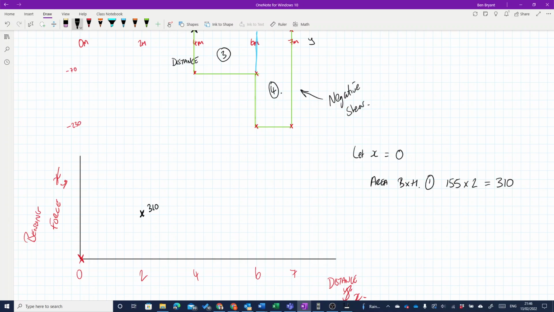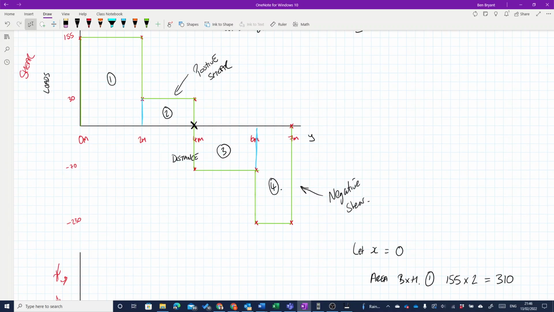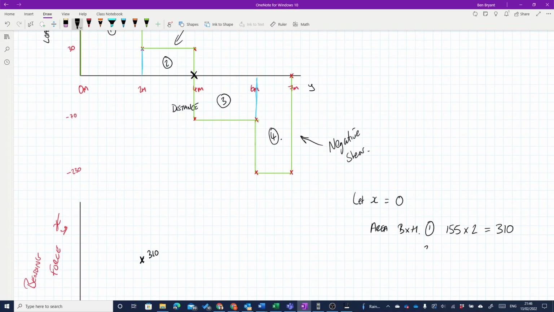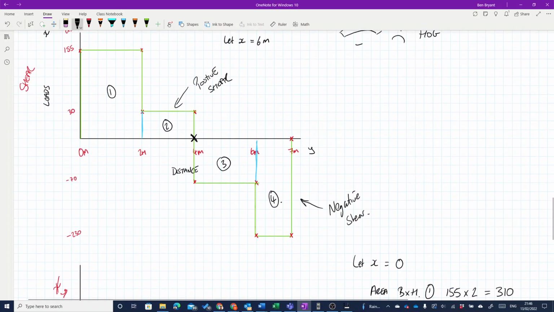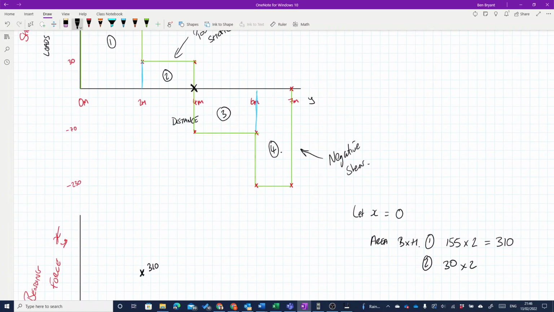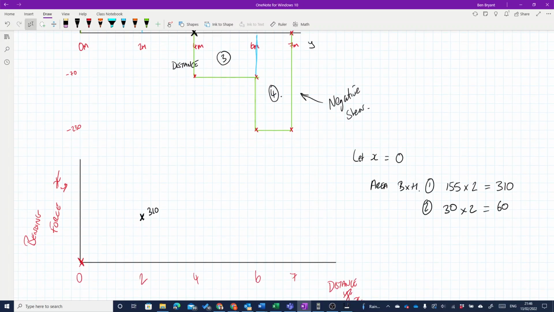Next, we have area 2, which also has a distance from 2 to 4, which is also 2. And we have a load of 30. So obviously that's going to give me 60 there. Then we draw on our line. Once you have one area, you have to add the two together. So 310 and 60 will give me 370.